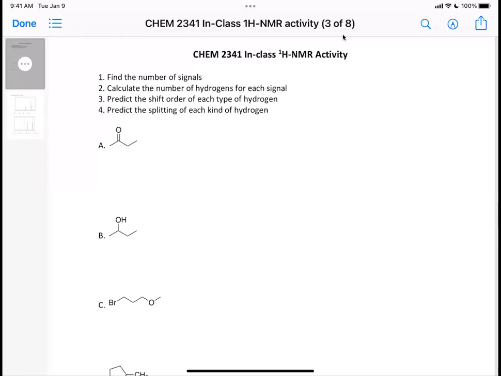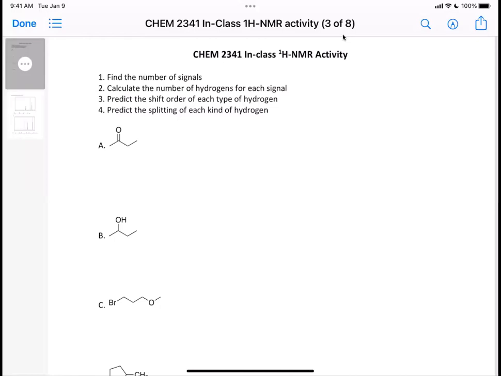So we're going to ask ourselves 4 questions. The first one is, how many signals do we have? Then we're going to calculate what the intensity would be under the integral. And then we're going to predict the shift order just by what it's attached to, not looking at exact numbers. And then we're going to predict the splitting of each of these.